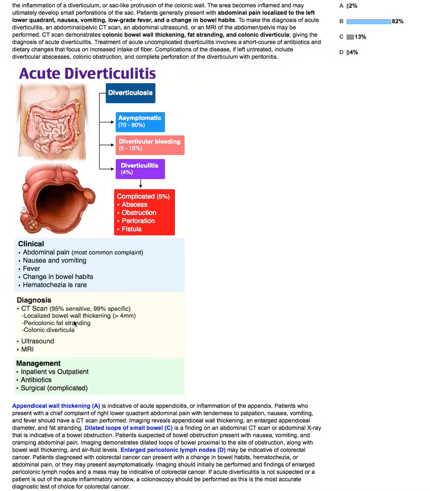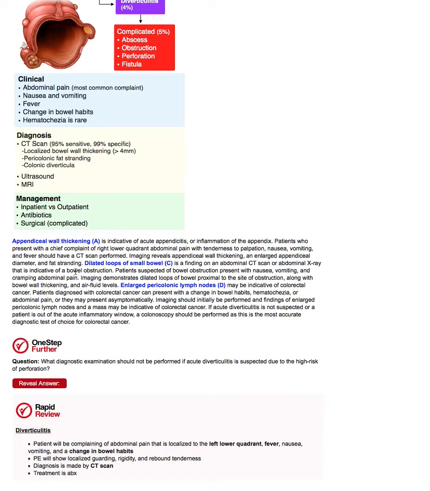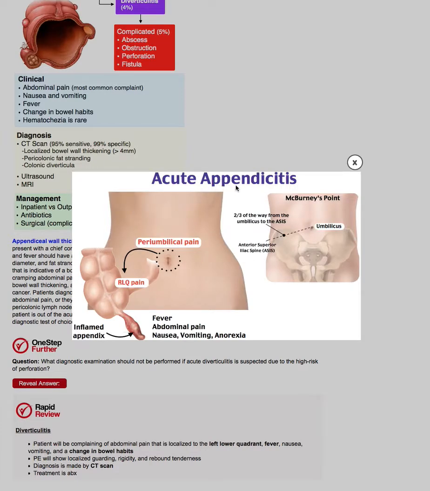The management is going to be antibiotics in all cases, and complicated cases are going to require surgery. If we look a little further into the incorrect answer choices here, appendiceal wall thickening is associated with acute appendicitis, and the takeaway here is appendicitis begins with periumbilical pain that radiates to the right lower quadrant and is associated with fever, nausea, vomiting, and anorexia. A classic physical exam finding is tenderness at McBurney's point.